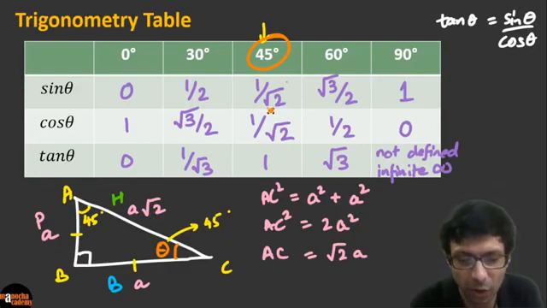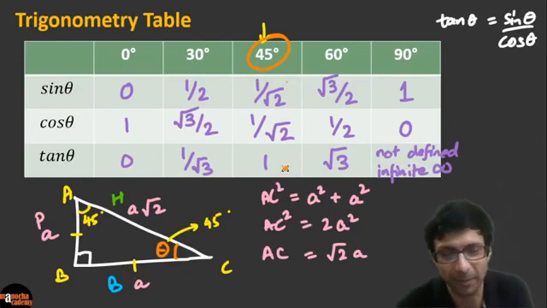Pretty simple. Now what is cos of this thing? That's going to be base by hypotenuse. Again, A by A root 2, so that's going to be 1 by root 2. And tan of 45 is going to be perpendicular by base and both are A. So pretty simple, 1.